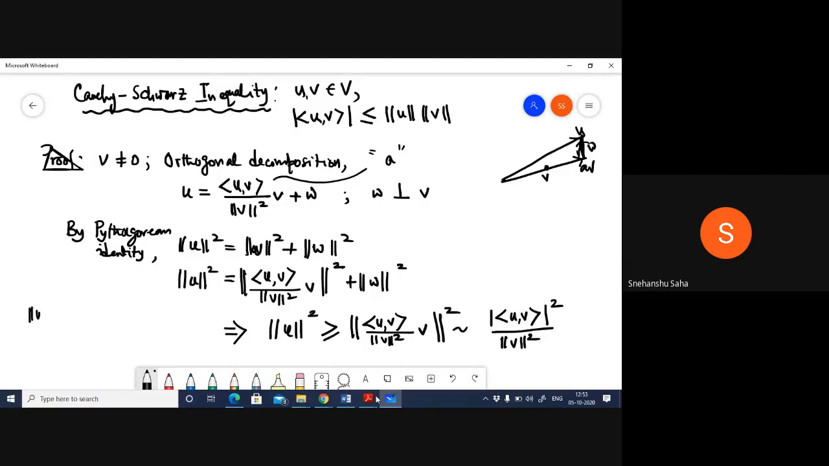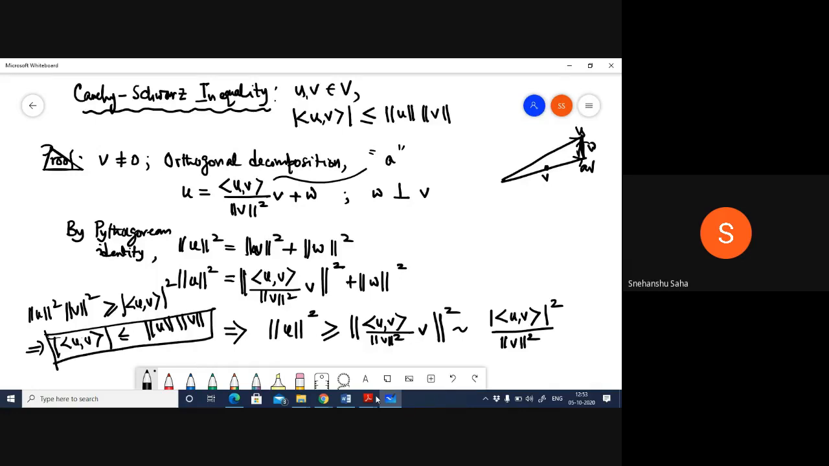So this is norm of u square greater than or equal to norm of this. Take the square out, and you're going to get this. Okay, because a lot of these inequalities are helpful, because when we solve the least square problem, we actually require a lot of these identities or inequalities. Okay, all right. So the next one is the triangle inequality.